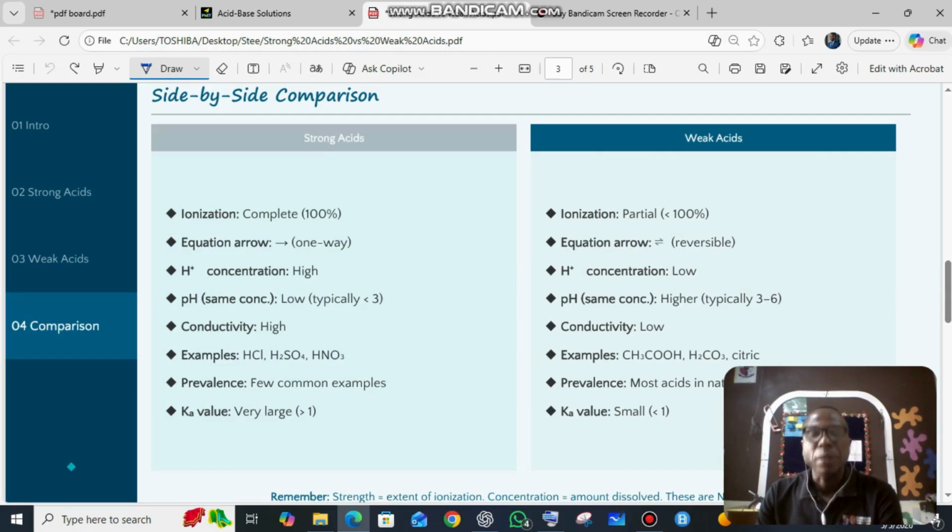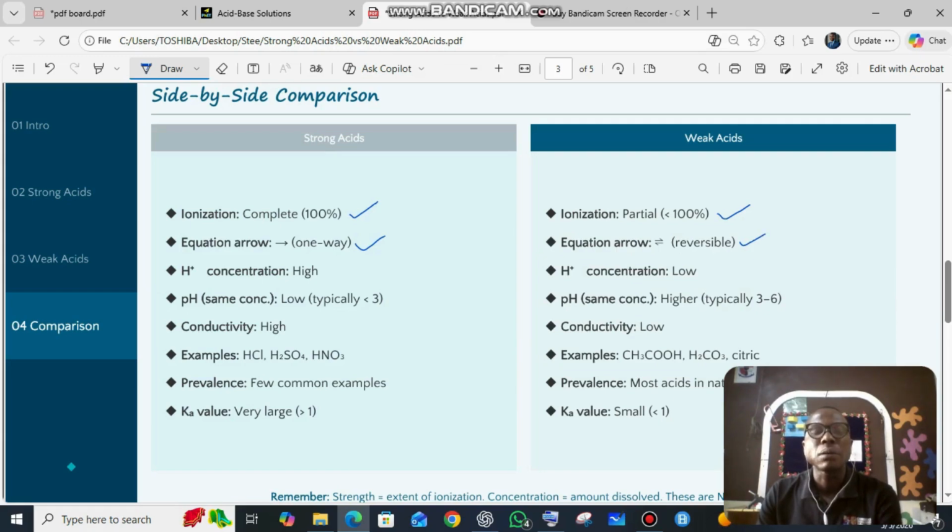Strong acid ionizes completely, 100% in solution. Weak acid ionizes partially, less than 100%, when dissolved in solution. Now, in representing the equation for a strong acid, we use a single arrow, just one arrow, to show that it's a strong acid. And for a weak acid, we use a reversible arrow to show that this is a weak acid.